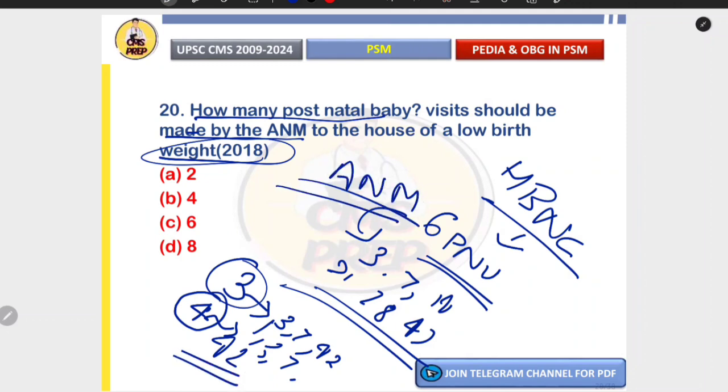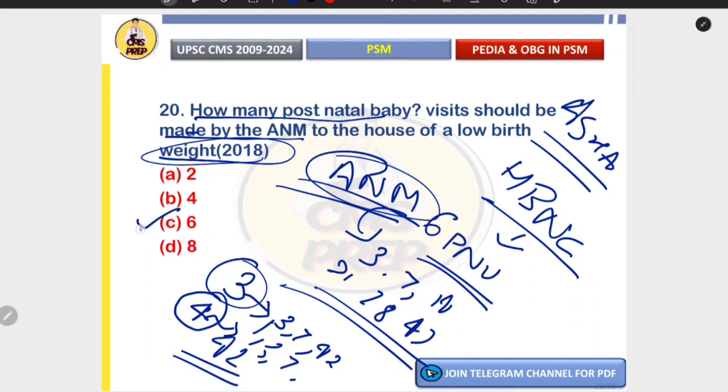The ASHA visits are different, so don't mix it up. This one is being asked for ANM visits after the birth of the baby. ASHA makes separate visits. It will be discussed later on. So the correct option is 6 visits.